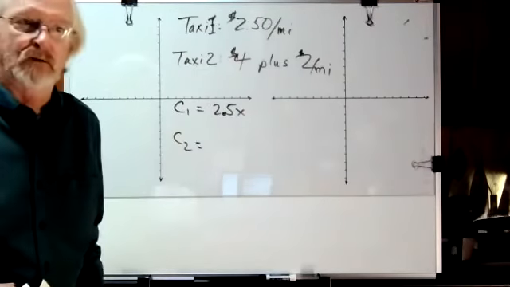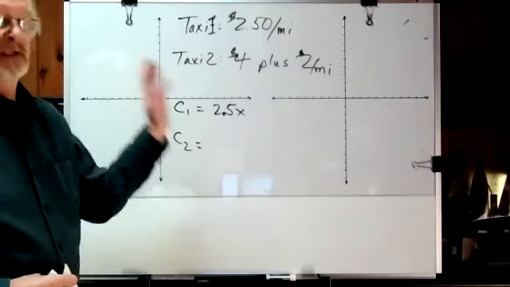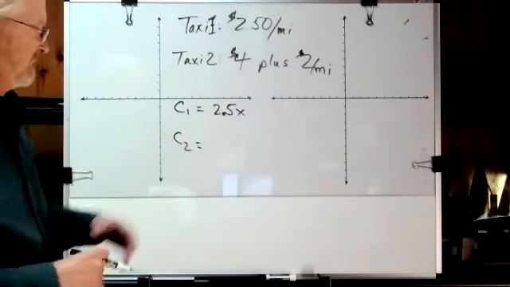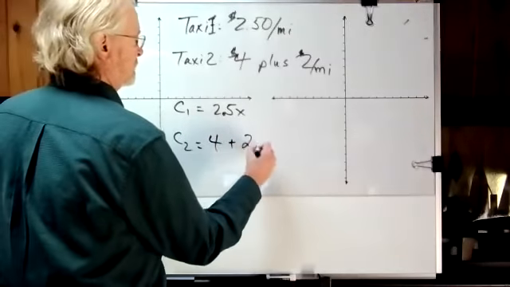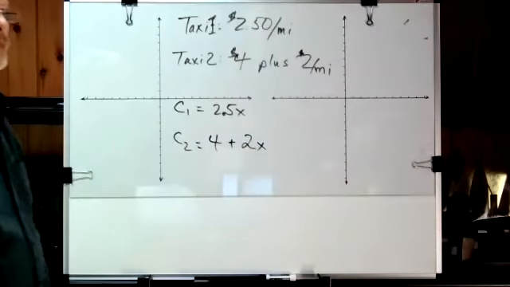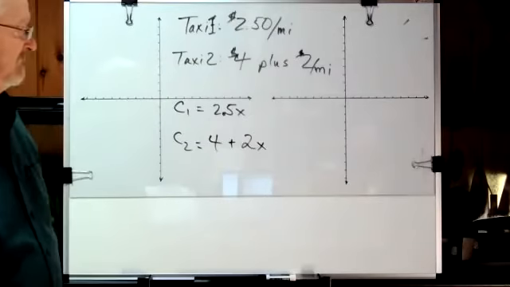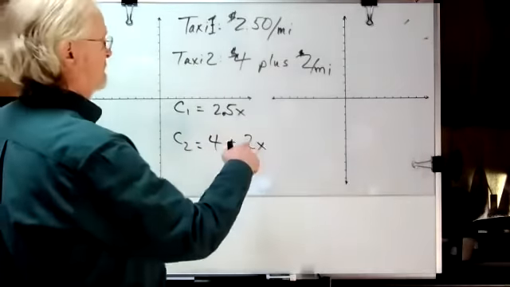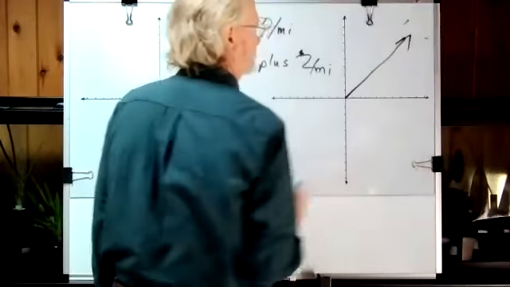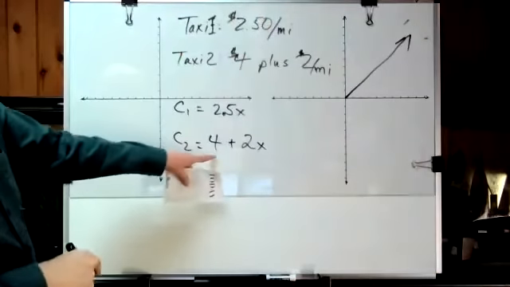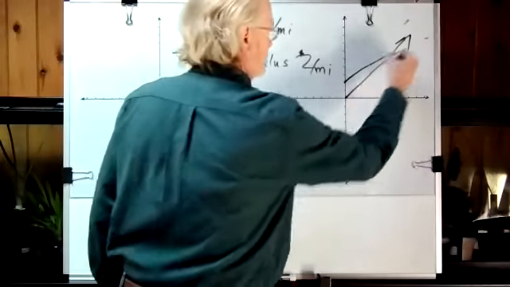Taxi company 2, though, I think this is really more like the real thing. You get in the cab and you're already charged $4 fixed, but now it's only $2 for every mile. Which one's a better deal? It depends on how many miles you drive. Again, we're not going to get that picky, but this one is 2.5x. And this one, you start at 4, but it's only 2 per mile.